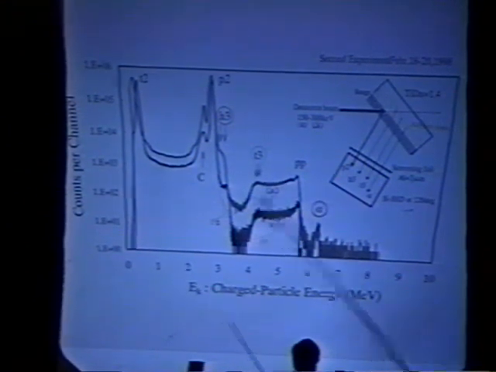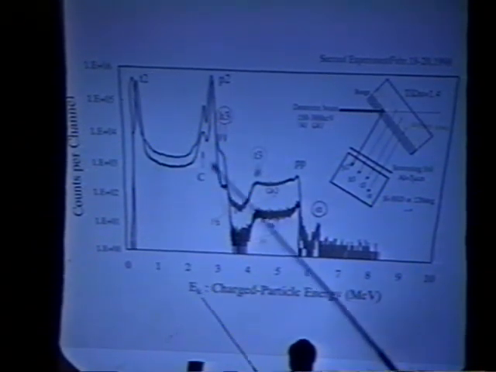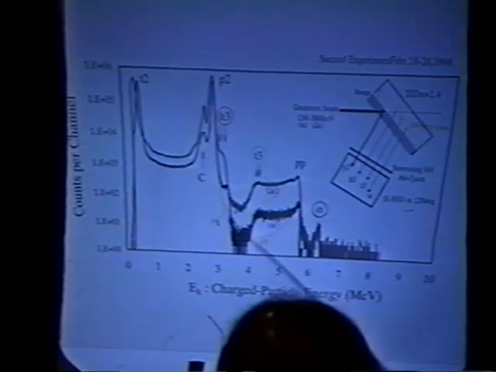This is a pileup curve. We have two kinds of pileup, proton-proton pileup and triton-proton pileup. Anyway, we have to be very cautious about that.